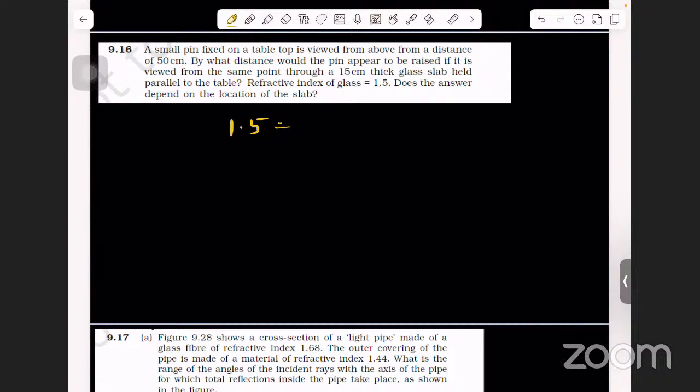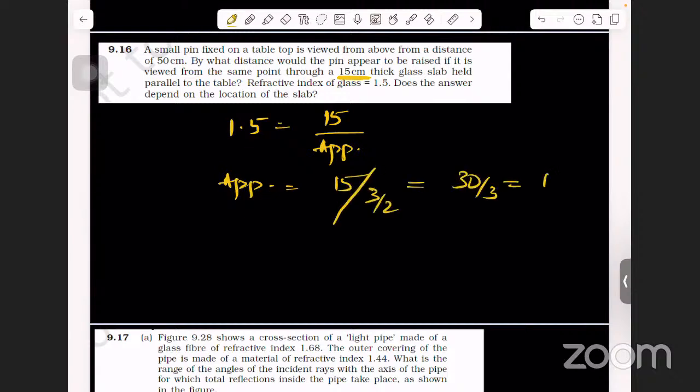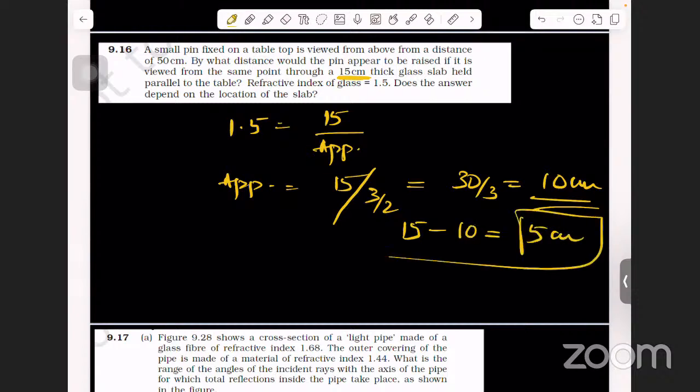So real depth is the depth of the slab, 15, by apparent depth. So apparent depth would be 15 by 1.5. That is 30 by 3, which is 10 centimeters. So apparent depth is 10 centimeters. So from the surface of the table, it will appear raised by 15 minus 10, that is 5 centimeters, right? This is the answer.